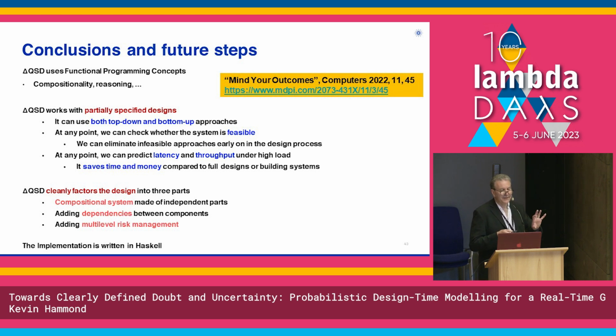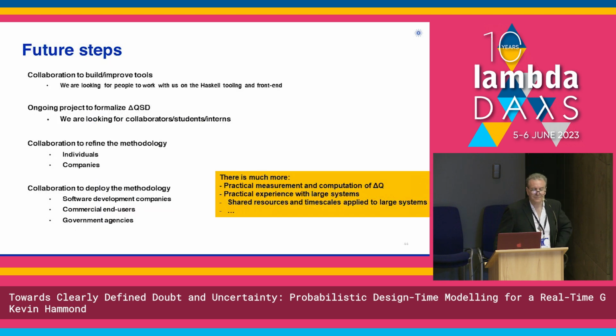It cleanly factors the design using these techniques into 3 parts. A compositional system made of independent components, dependencies added between those components, and then we can add multi-level risk management to calculate the risk of a particular issue causing problems through the system design, described in the paper that I mentioned to you. What are the next steps?